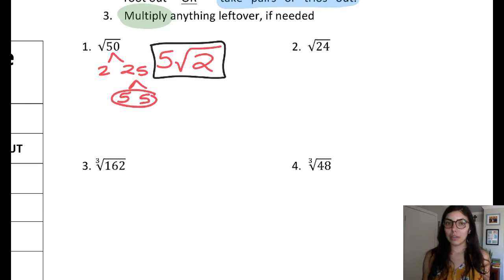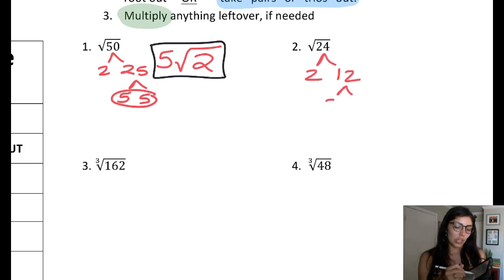Let's do the same thing for number 2. I'm looking for the square root of 24, so I'm looking for pairs. 24 can break down into the following. Oops, that's an ugly tree. Let's try again. 2 times 12, 2 times 6, 2 times 3.